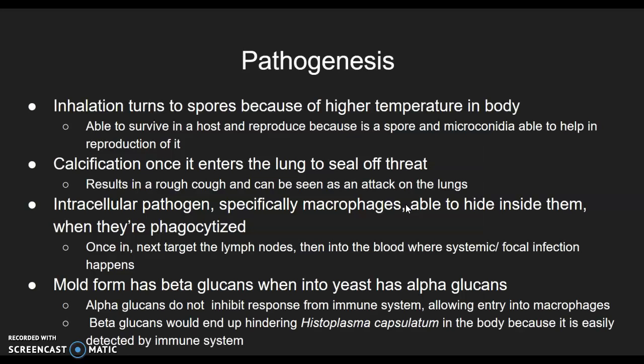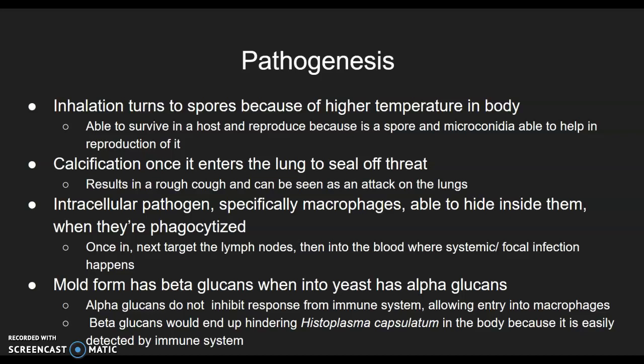Okay, pathogenesis. Inhalation turns it to spores because of the high temperature in the body. This makes it able to survive harsher conditions just from being a spore, and the microconidia help it keep on reproducing. Now what you'll find is that in most people who experience histoplasmosis, calcification occurs in the lungs. This is because once it's detected, the body's response is to seal off the invader that is Histoplasma capsulatum, resulting in calcification of the lungs and damage to the lungs.